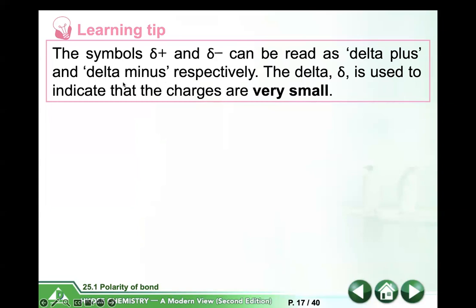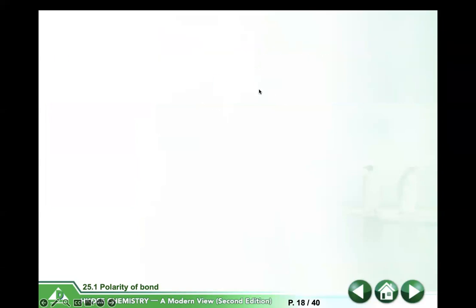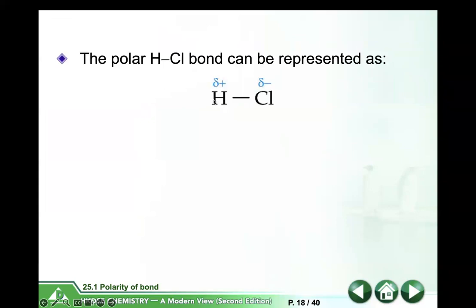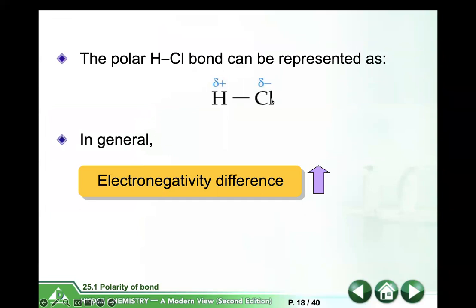Delta is used to indicate that the charge is very, very small. It is not absolute positive or negative like the ions, cation or anion. It just has a little bit of charge. As a result, we say that a very small charge is generated. The polar hydrogen chloride is represented this way, delta positive, delta negative.